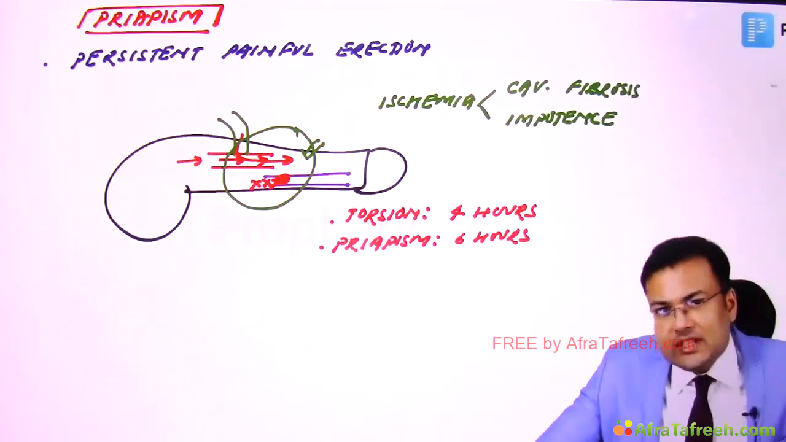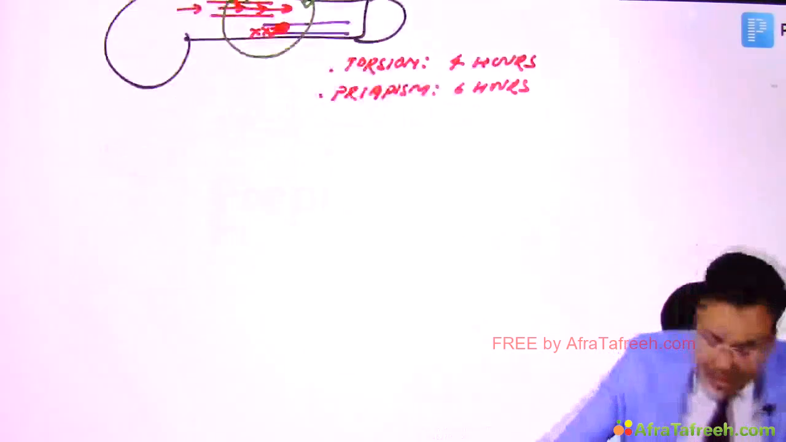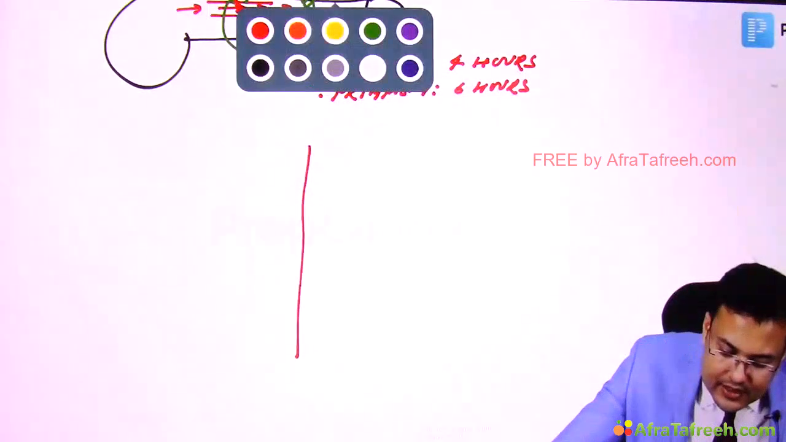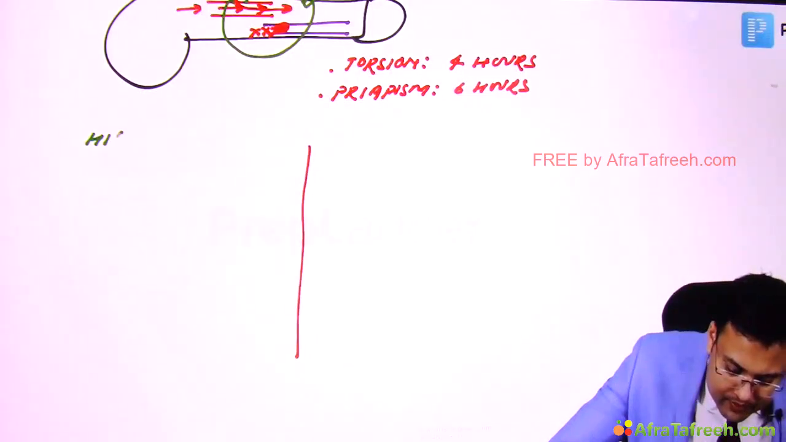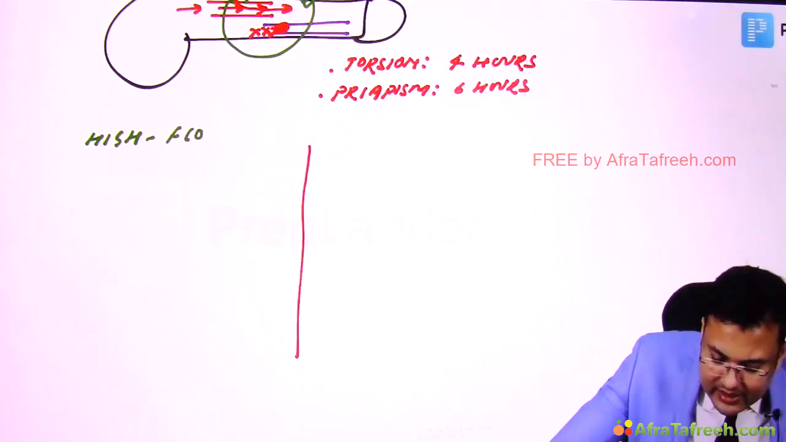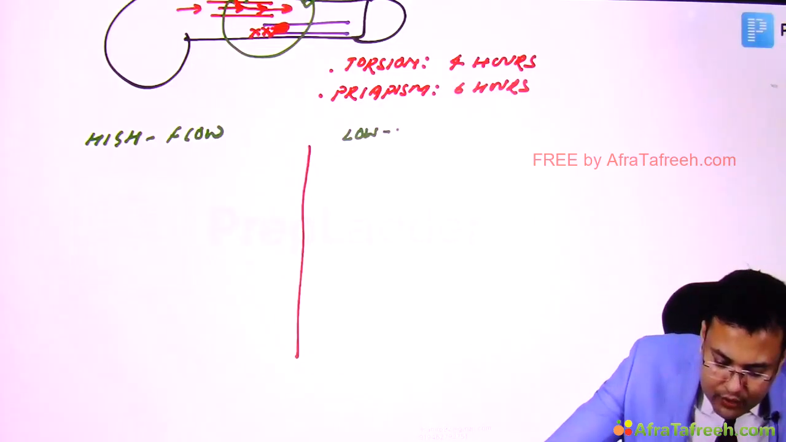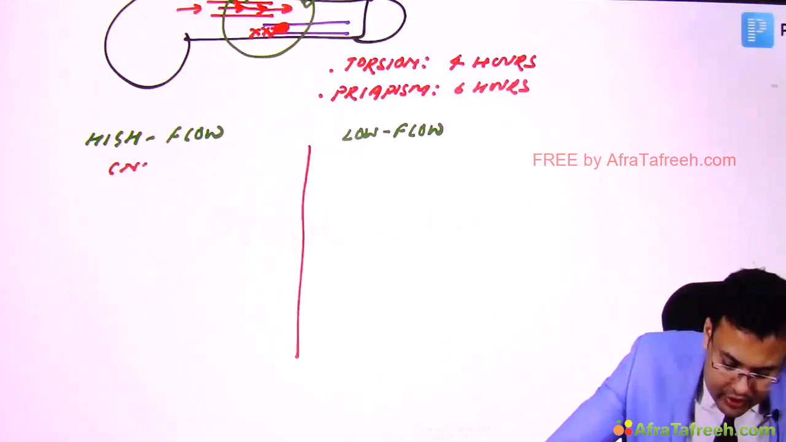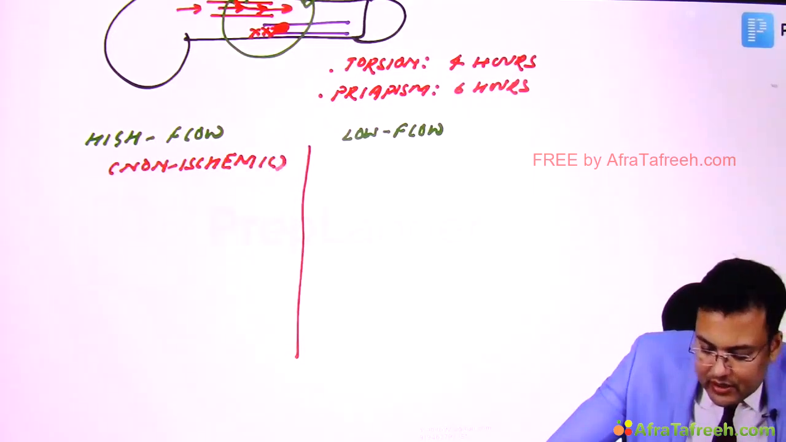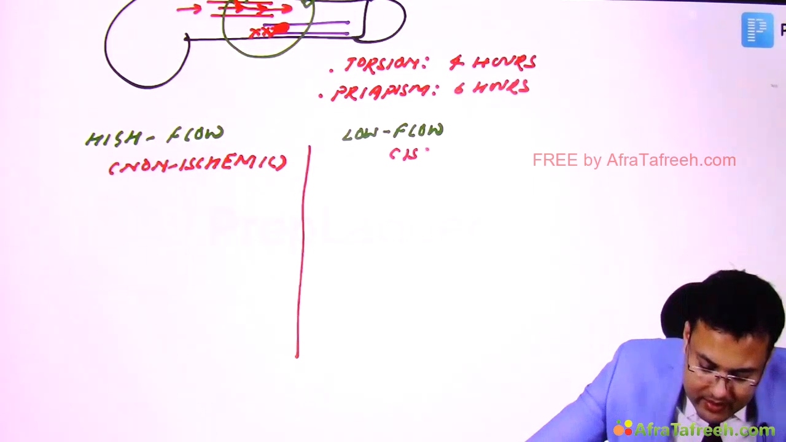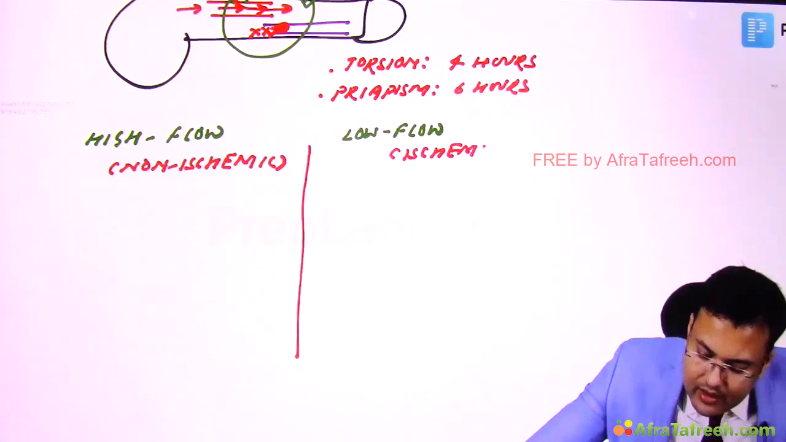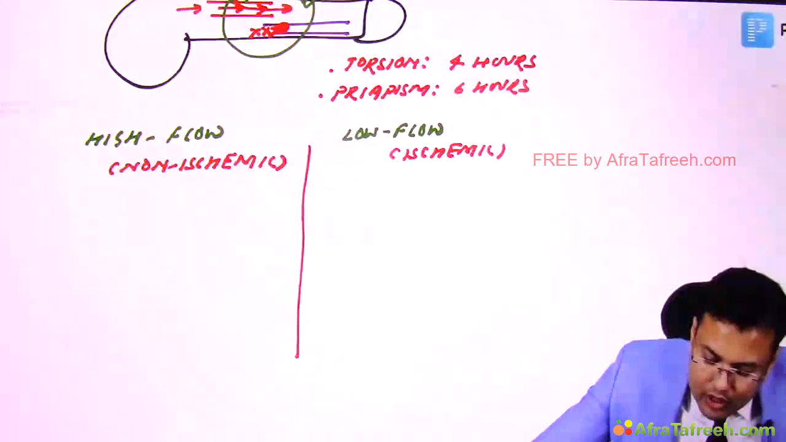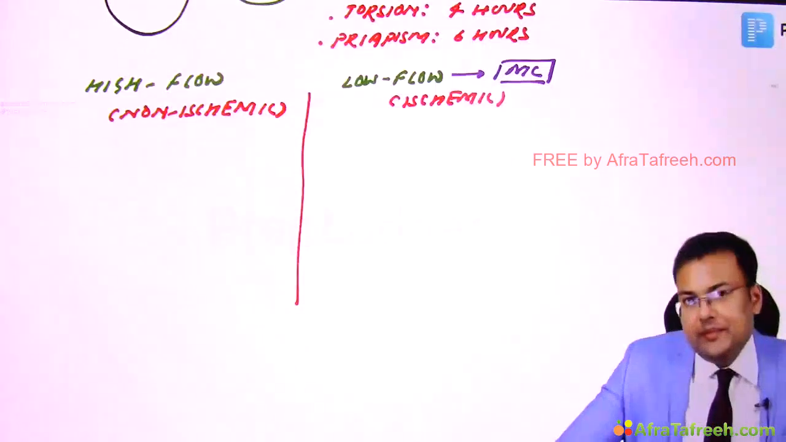Okay, so let's discuss in detail what are the causes. There are 2 types of priapism. First is high flow, and second is low flow. High flow is also known as non-ischemic priapism, and we discussed the low flow is known as ischemic. If we see both of these, which one is more common? Out of these 2, low flow priapism is more common, right?